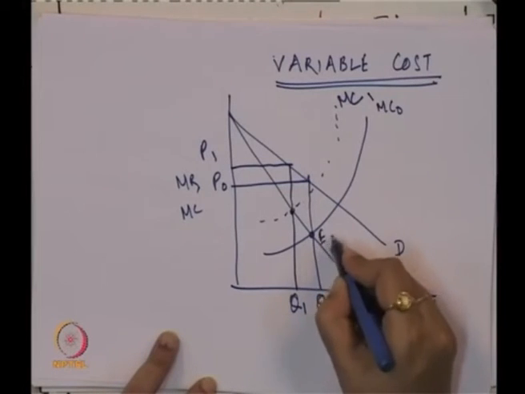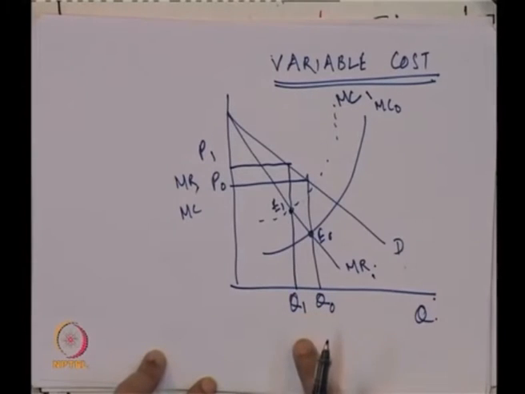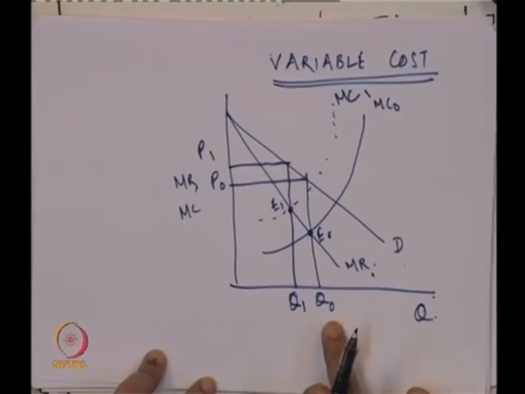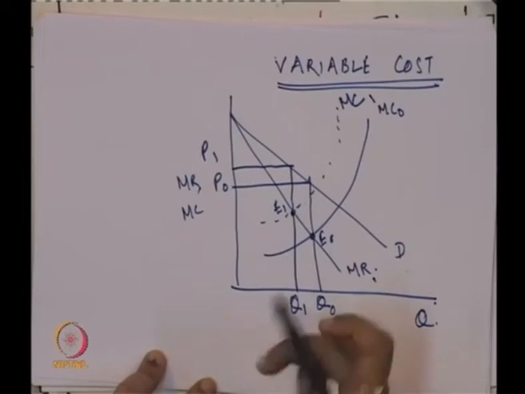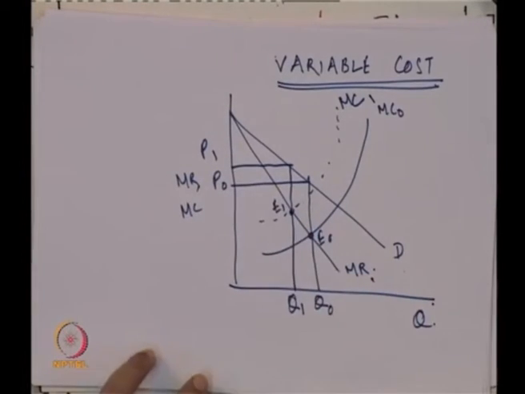So, if this is E0, then this is E1, and the output level they are getting is less than the previous level of output, and the price they are getting is more than the previous price. So, the impact of variable cost can be summarized as: whenever there is an increase in the variable cost, that reduces the equilibrium level of output and increases the equilibrium price of the monopolist firm.